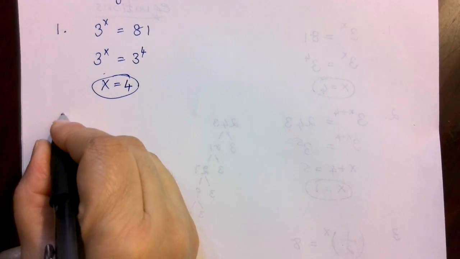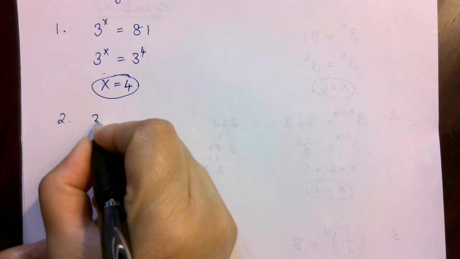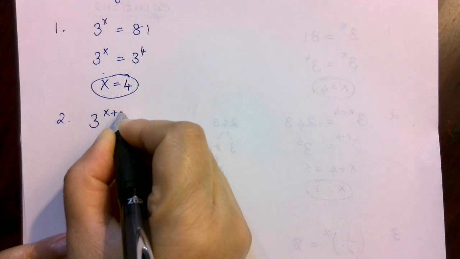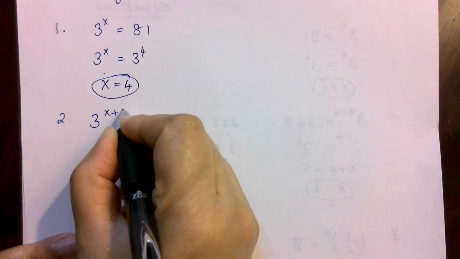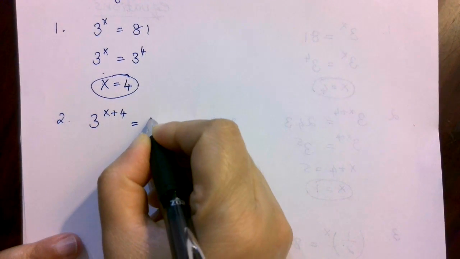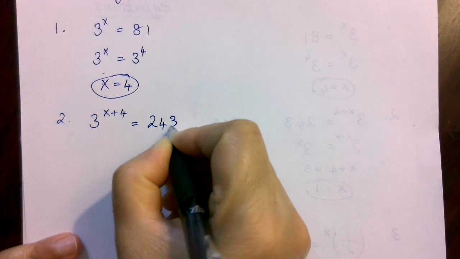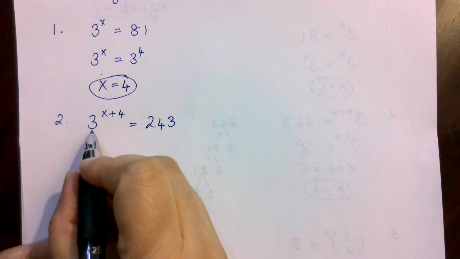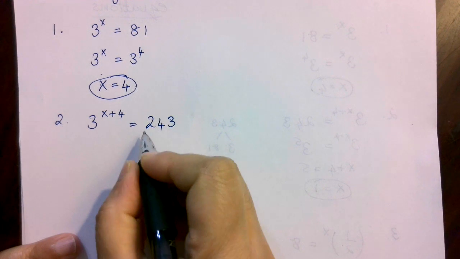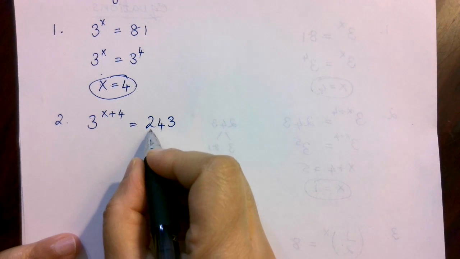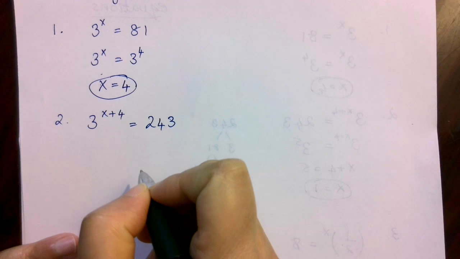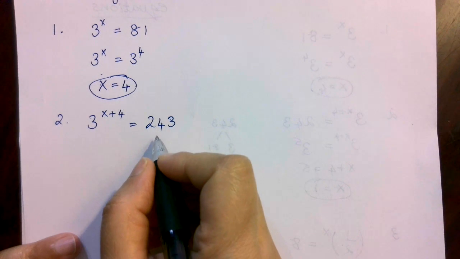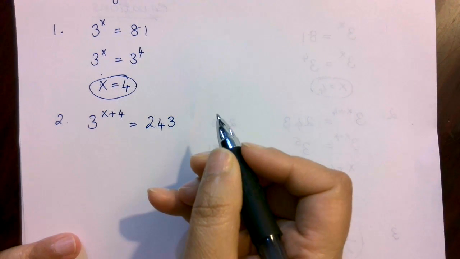Okay. Now let's look at one more problem similar to this. 3 to the power of x plus 4 equals 243. Now you have 3 to the power of x plus 4, and here you have 243. Now if you're not sure if that can be written as a power of 3, you can make your factor tree and come up with the factors.